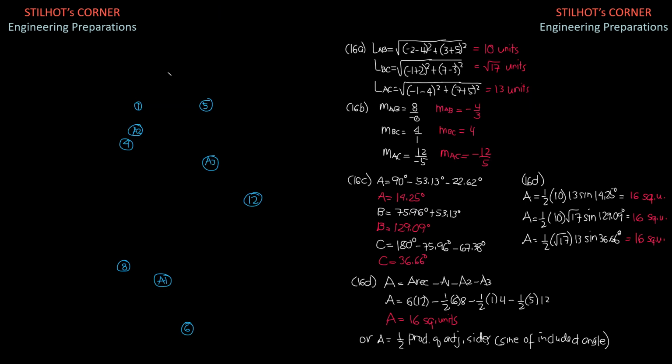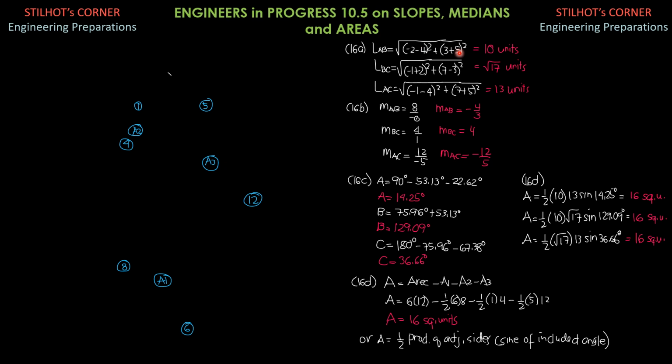Hello, future engineers, subscribers, viewers, students. Here are some problems in algebra on coordinates and graphs, particularly in computing the slopes, lengths of medians, and area of triangles, as well as the vertex angles. If you want to anticipate the solution to this problem, those who have already finished college in engineering, then you can pause the video and solve the problem.